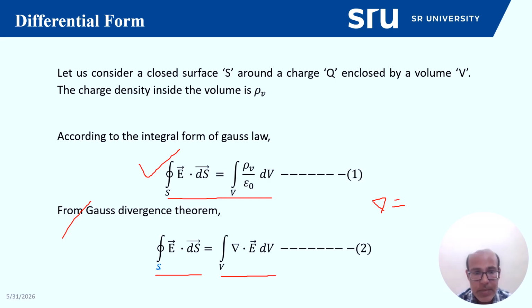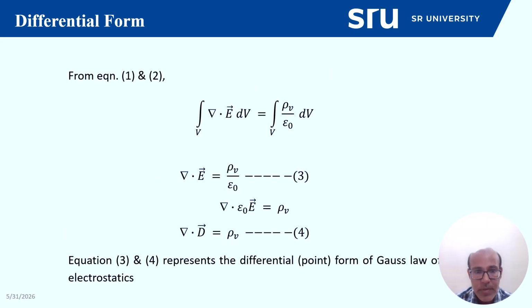Now what happens is, if you see the left hand sides are same, what we can do is equate the right hand side. So in our next slide, you will see that these two will be equal. Del dot E is equal to rho V by epsilon naught. Now we observe here that del dot E is equals to rho V by epsilon naught. As usual, if you take this epsilon naught to the other side, which is a constant, we can write del dot epsilon naught E is equals to rho V.